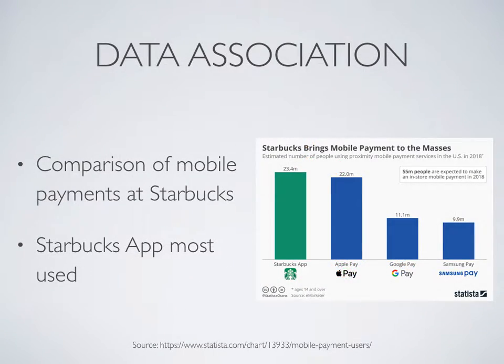So data association. The data association that I chose to pick was actual mobile apps that you can use for payment. As you can see, this shows a chart of Samsung Pay, Google Pay, Apple Pay, and actual Starbucks app pay. You can see that overall many people who purchase at Starbucks use their own app for purchases. And then the next runner-up is Apple Pay. And this is only for sales within the Starbucks buildings.